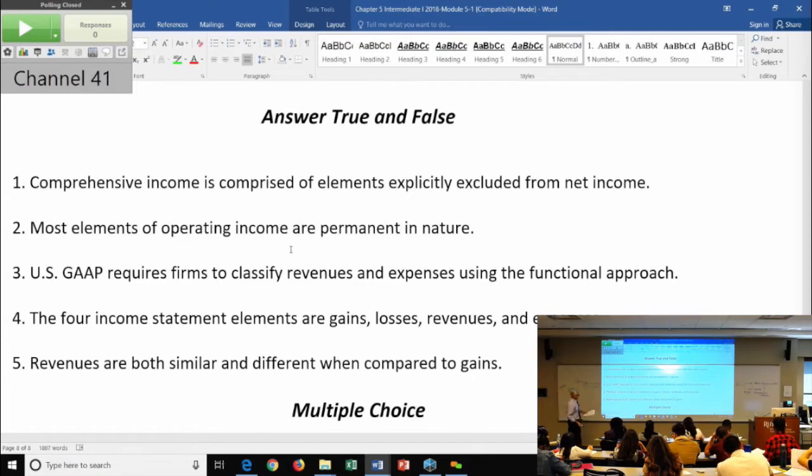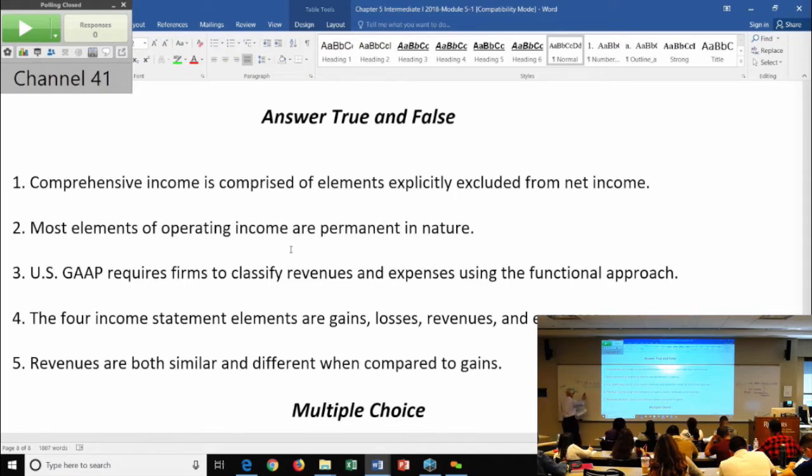Most items of operating income are permanent, and that is true. We had a discussion about this. What's the exception that we just discussed? What would be the exception? Unusual or infrequent items would be the exception.